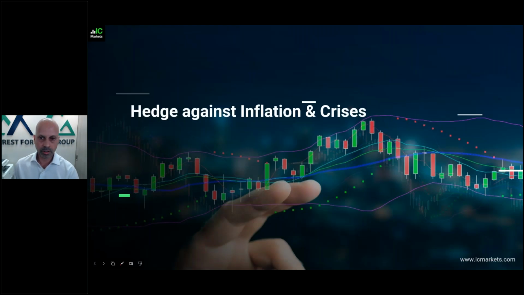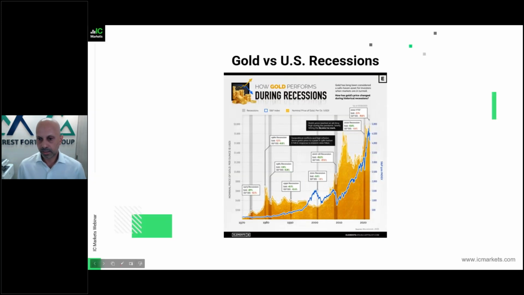Okay, next we're going to talk about using gold as a hedge against inflation and crisis or recessions. And there's always strong justification for having gold in your portfolios or as a trading instrument to hedge against this sort of environments. Now, how true is that, or how well does this statement hold up? Let's see.